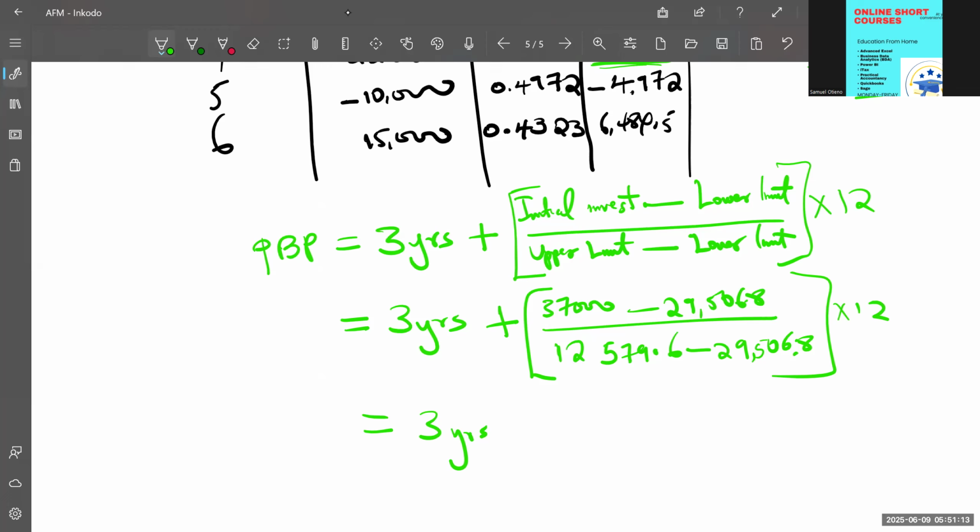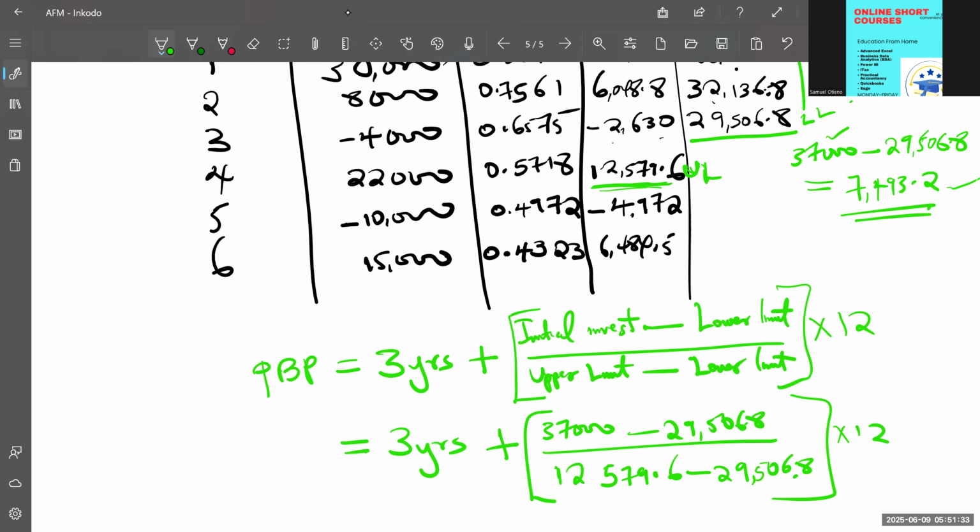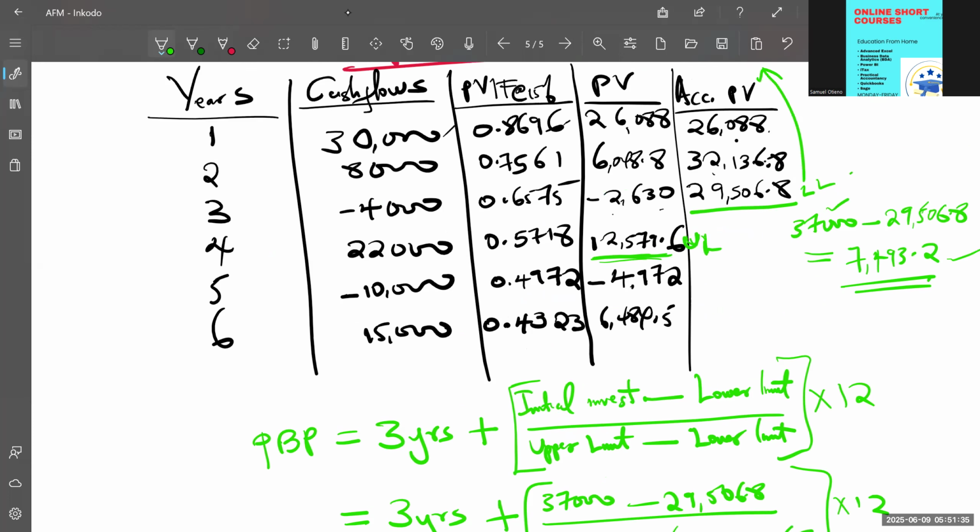So 7493 was the numerator. Let me confirm the denominator. 12,579.6 minus 29,506.8, like that. Good. 16. Let me see. Why am I getting 16, 16, 16? No, sorry. There is a mistake that we've done here.